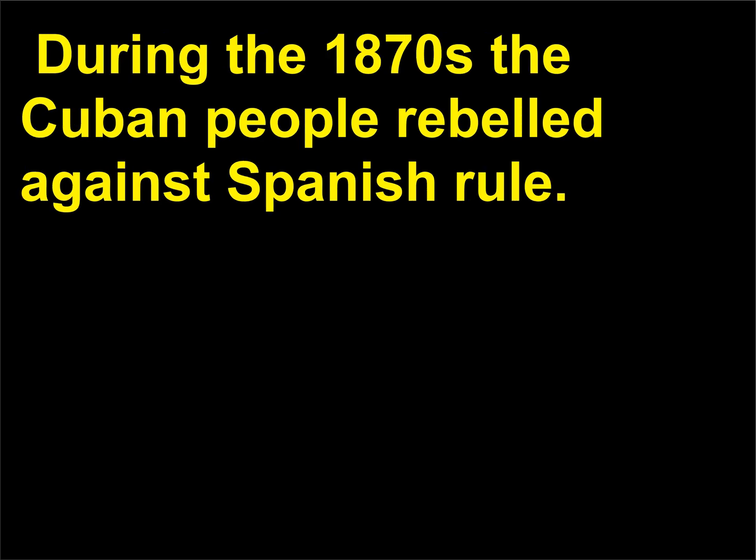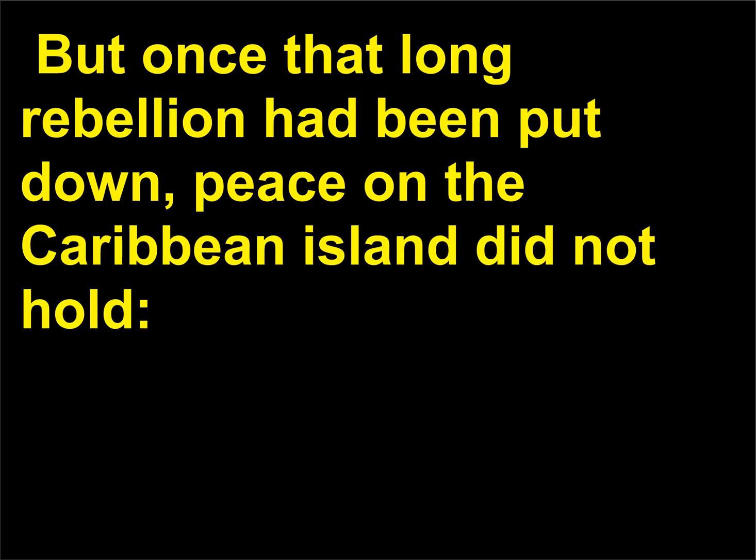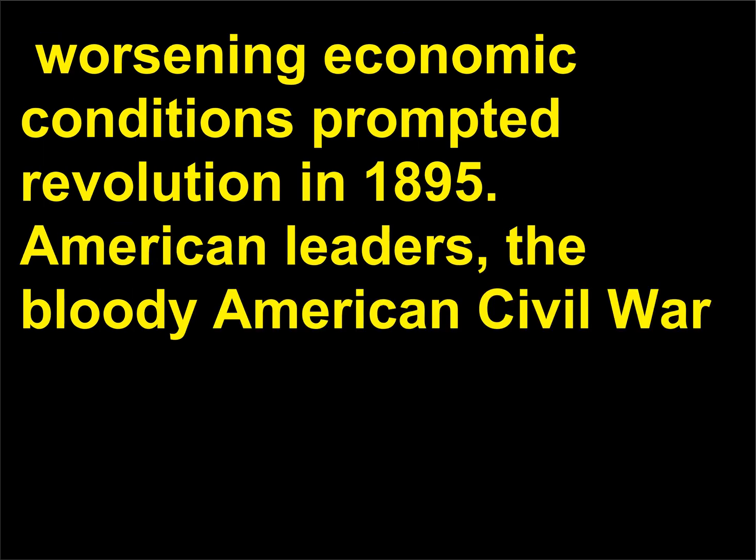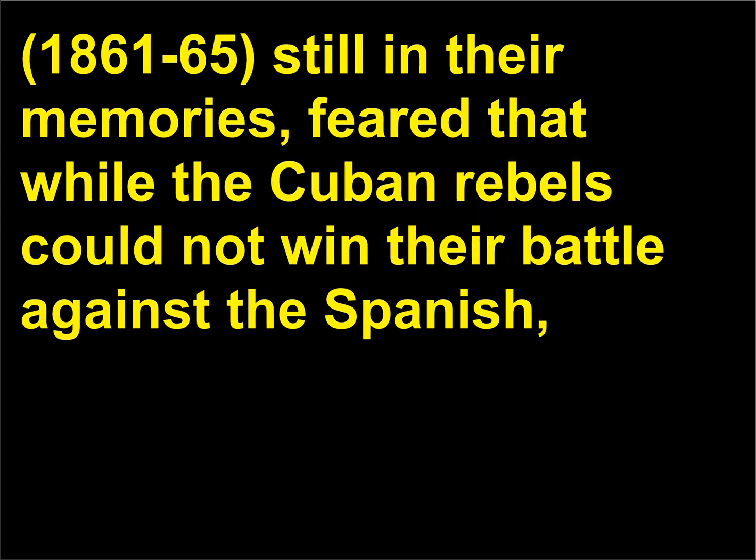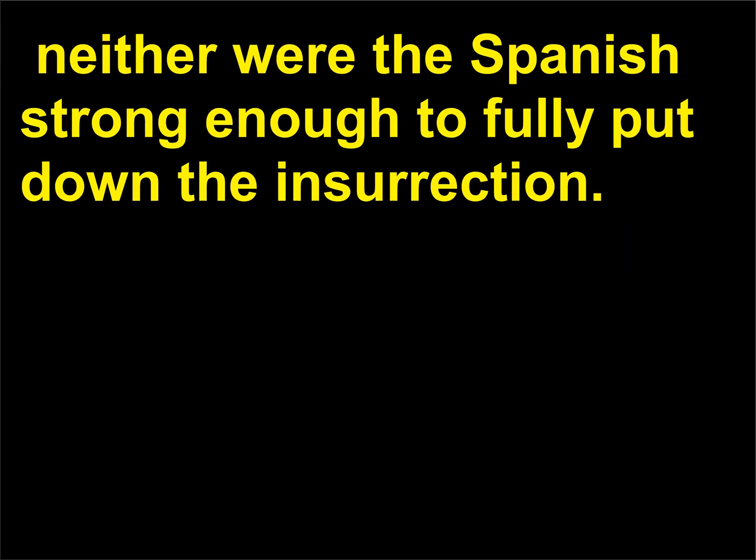During the 1870s the Cuban people rebelled against Spanish rule. But once that long rebellion had been put down, peace on the Caribbean island did not hold. Worsening economic conditions prompted revolution in 1895. American leaders, with the bloody American Civil War, 1861–65, still in their memories, feared that while the Cuban rebels could not win their battle against the Spanish, neither were the Spanish strong enough to fully put down the insurrection.